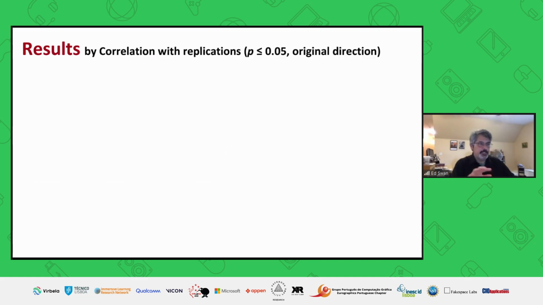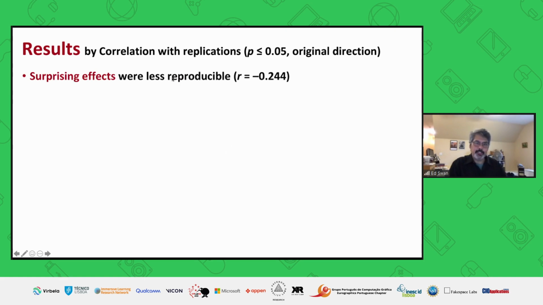Now, here's some of the most interesting results of all for this audience on this slide. So here, we're going to give a series of results, correlation with replications. Okay. So surprising effects were less reproducible. I think this is important for our field. So the surprisingness of the original result was negatively correlated with reproducibility. The more surprising the result, the less likely it could be replicated. But journals and conferences like to publish results that are surprising. However, this shows surprising results are less likely to be real effects.